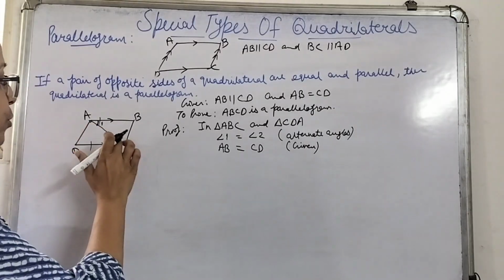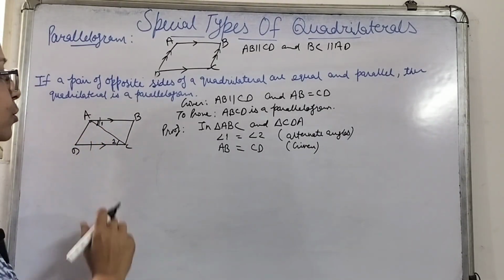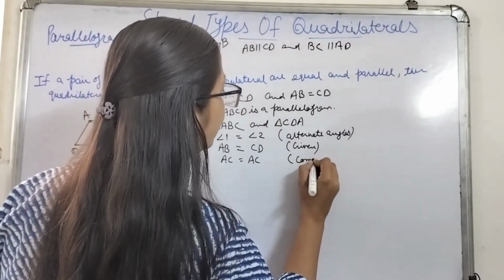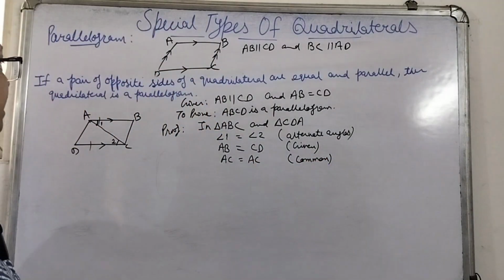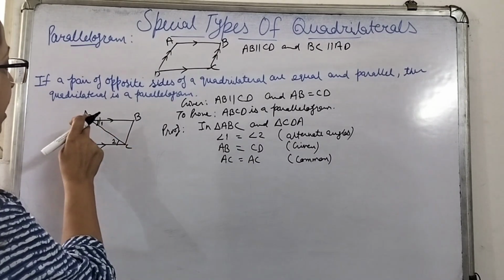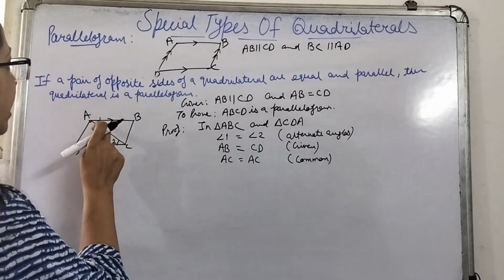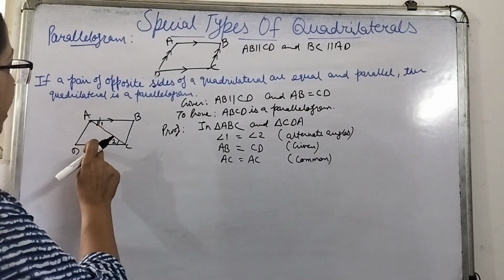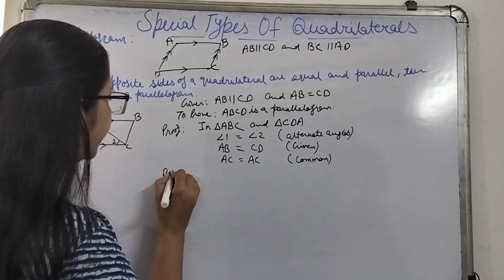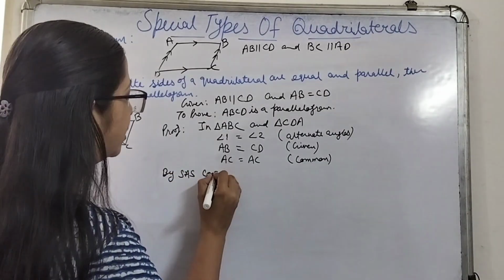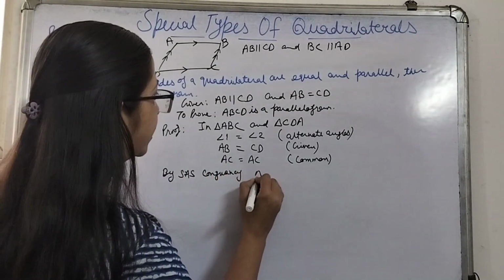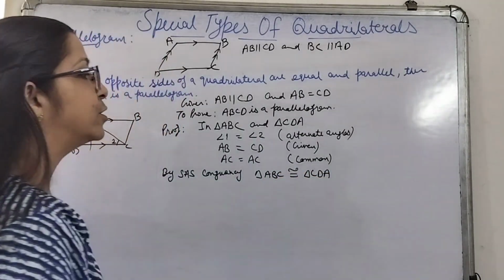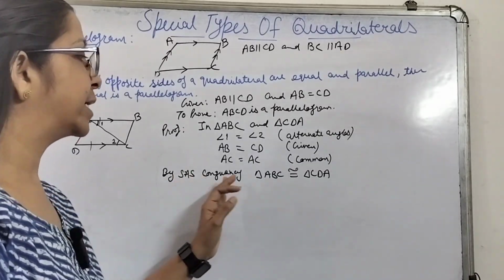In the triangle ABC, AC is coming. In the triangle CDA, AC is also coming. So AC is equivalent to AC because it is common to both triangles. So we can see this side, this angle and this side, that means by SAS congruency, both the triangles will be congruent. By SAS congruency, triangle ABC will be congruent to triangle CDA.